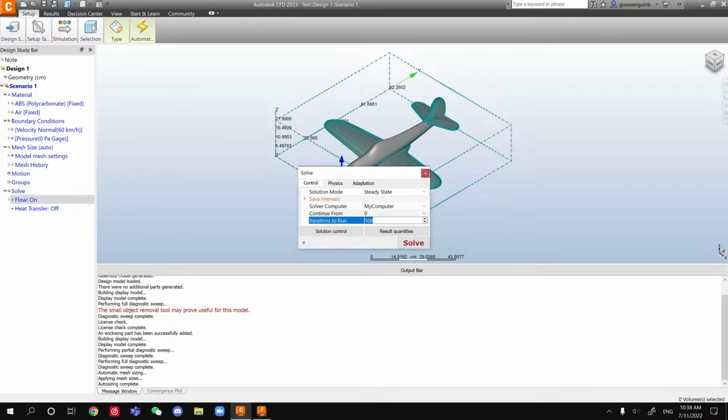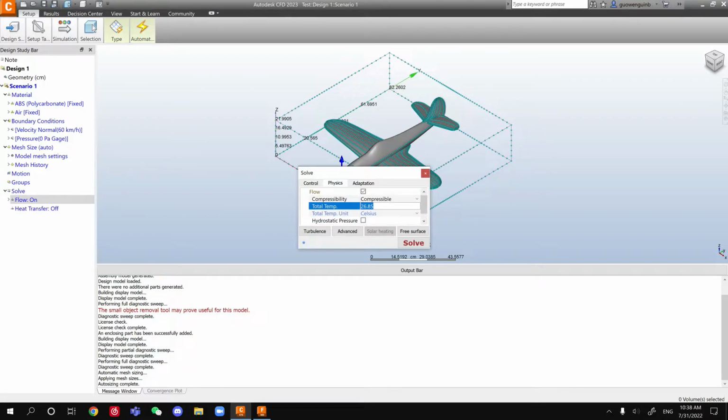Finally, I will click solver, and for iterations to run, I'll set it at 300 for now. If I need more, I'll obviously run more iterations. The more iterations, the more accurate the results will be, and obviously I'm going to run as many as I need for the convergence plot to completely converge.